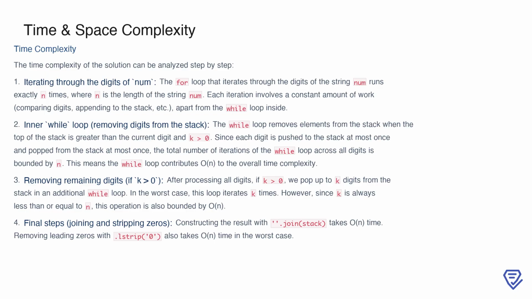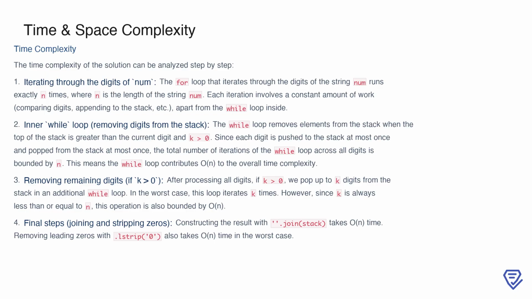Importantly, each digit in the input is pushed onto the stack at most once and popped from the stack at most once. So, the total number of iterations of this while loop across the entire algorithm is also bounded by n. Additionally, after processing all the digits, if there are still digits left to remove, k greater than 0, we perform another while loop to pop up to k digits from the stack. Since k is always less than or equal to n, this step is also linear in complexity.